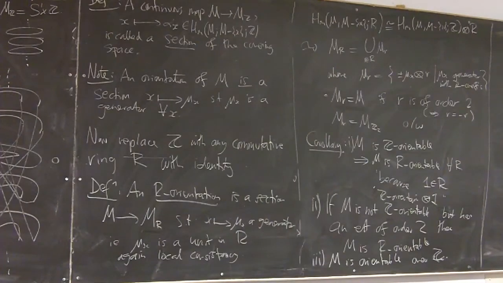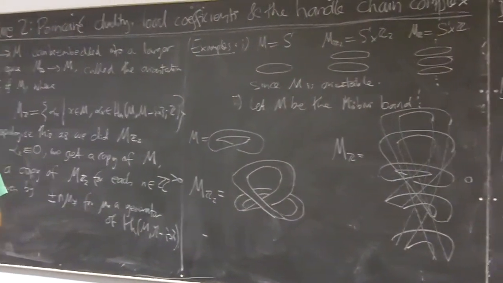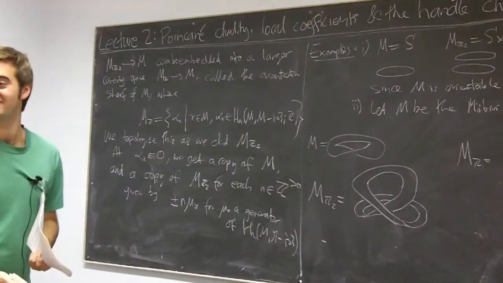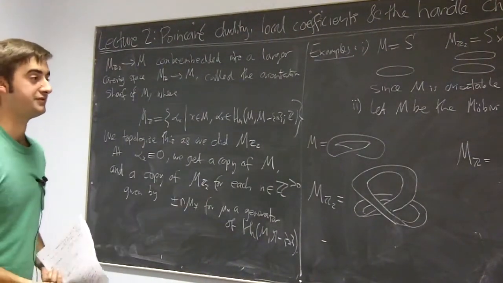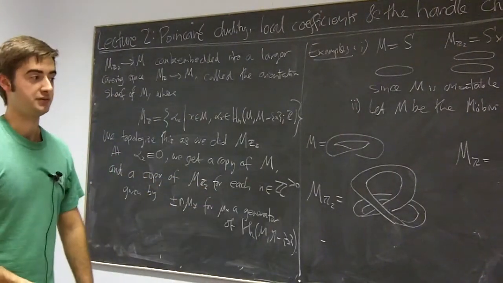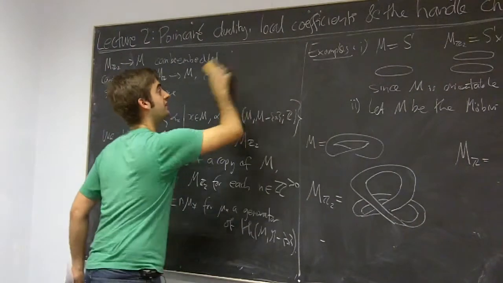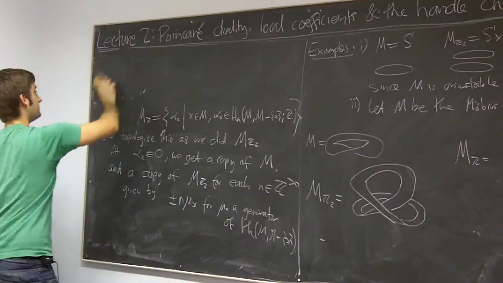So, following from those three comments, really the most important rings that we consider are the integers and Z mod 2. If we have Z orientability, this tells us about all the other rings, and we know that we automatically have Z mod 2 orientability. So this is important as well.